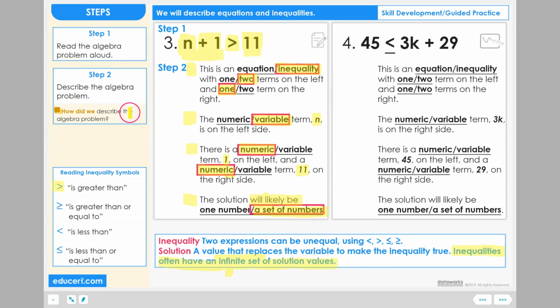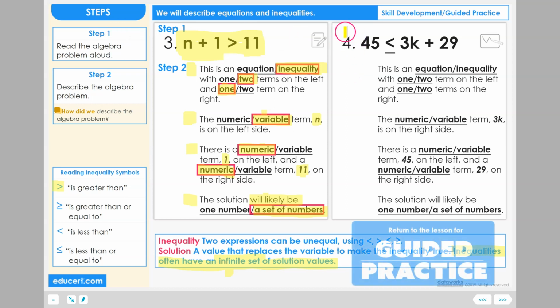How did we describe the algebra problem? We described the algebra problem by reading each one of these descriptions. Within the description, we used the clues that were there, and we used the original problem above to select the correct words or phrases to describe this inequality. You are now ready to describe the algebra problem in problem number 4.